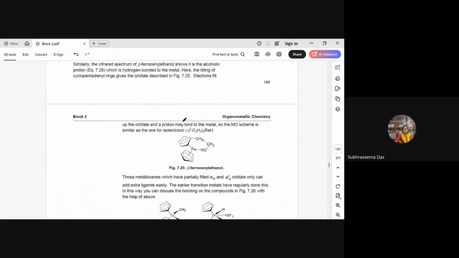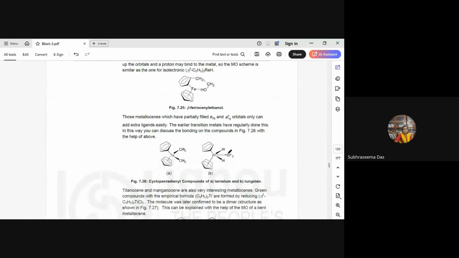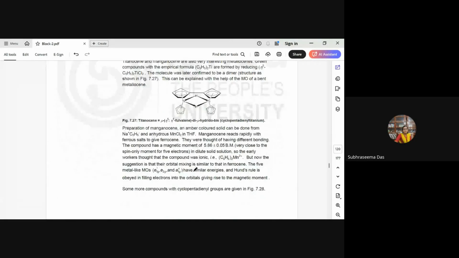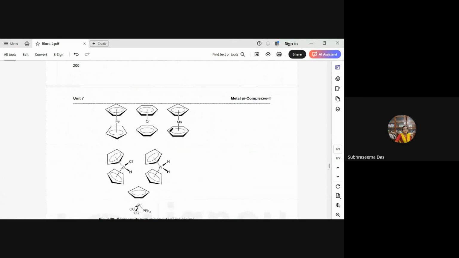So here we can see some other ferrocenes. It has been shown here for titanocene, the different types of titanocene.